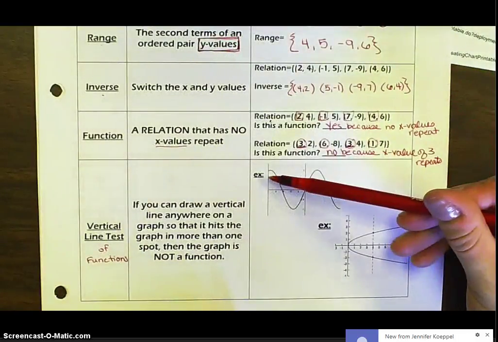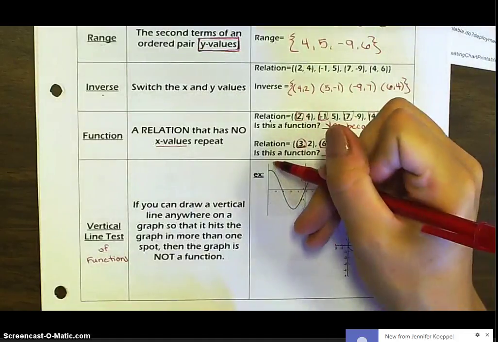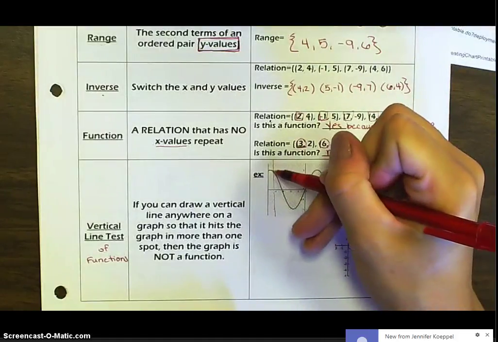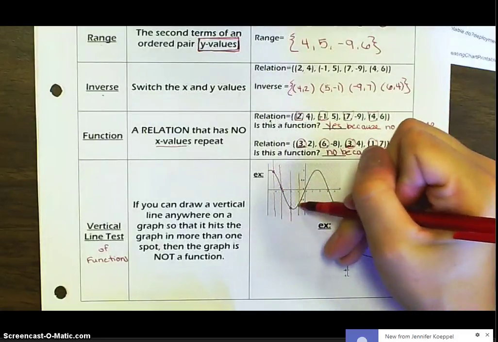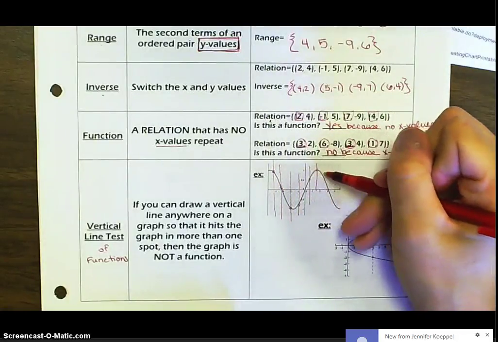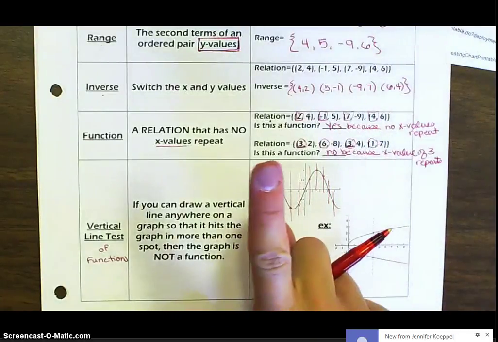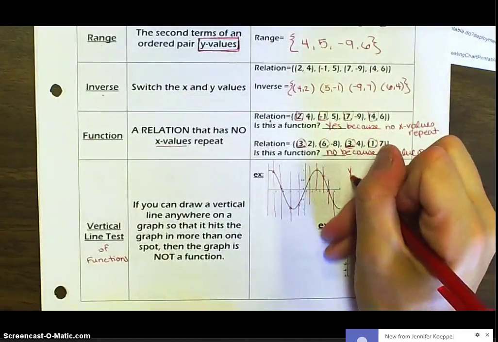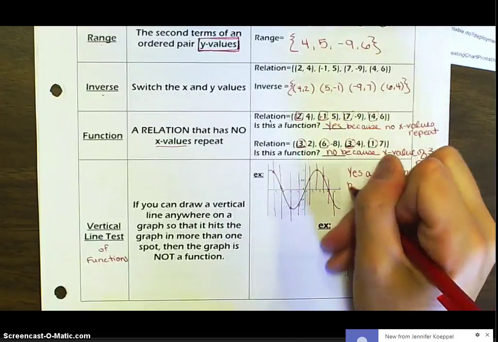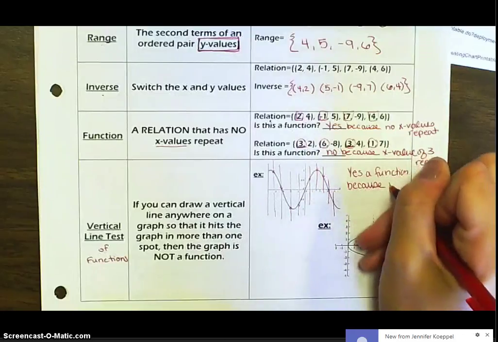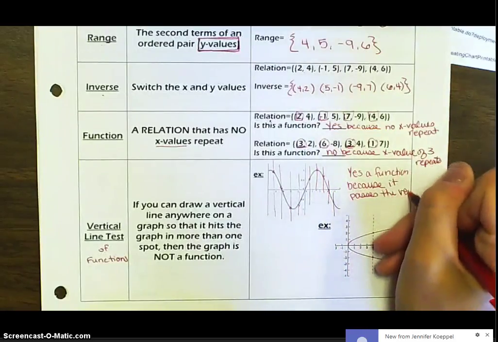Let's take a look at our first example. Here we have this nice curve. If I draw a vertical line here, it touches only once. If I draw it here, it touches once, touches once, touches once. No matter where I draw my vertical line, it's only going to touch the graph at one point. So that means this is, yes, a function, because it passes the vertical line test.